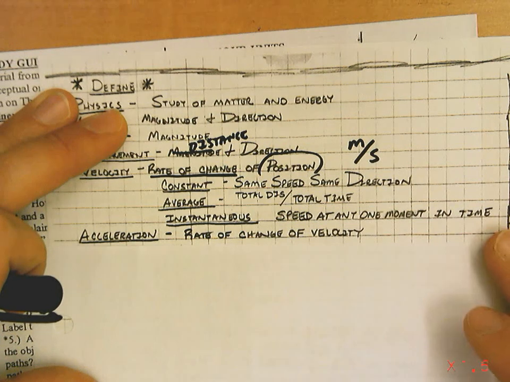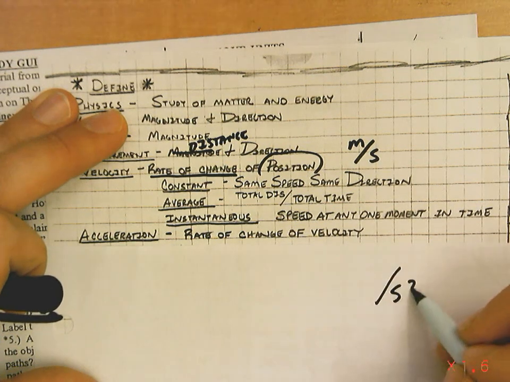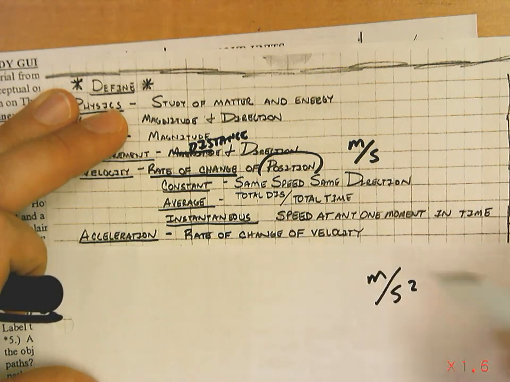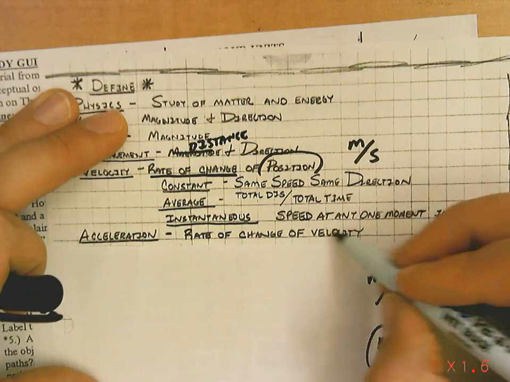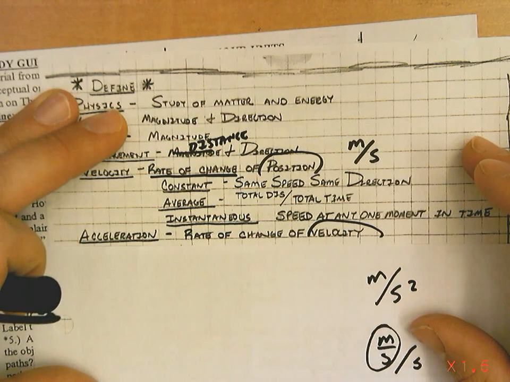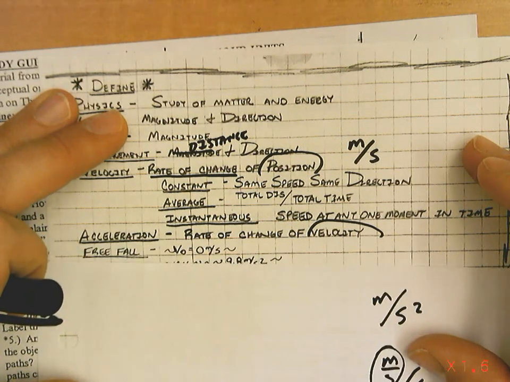Acceleration. Once again, it's per second squared, meters per second squared. So really, it's like saying meters per second per second. Therefore, it's the rate of change of this, which is velocity. So rate of change of velocity. Last time it was rate of change of position. This time it's rate of change of velocity.